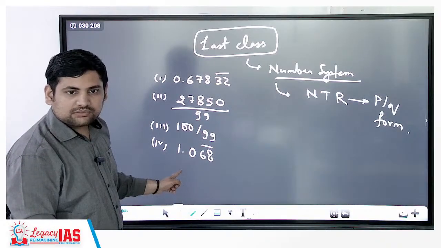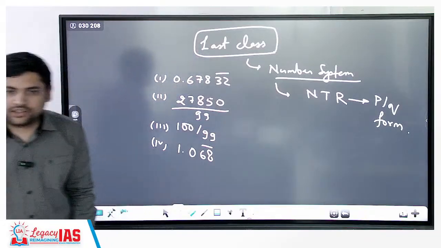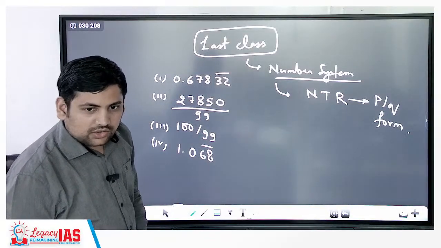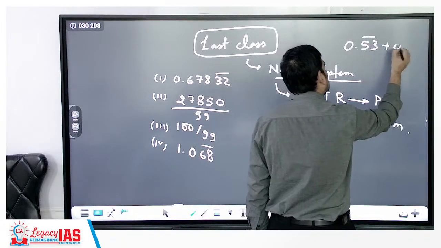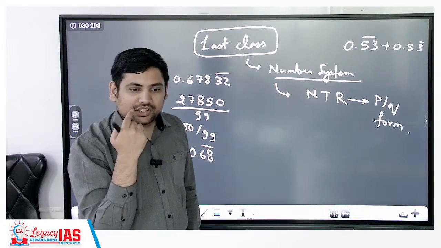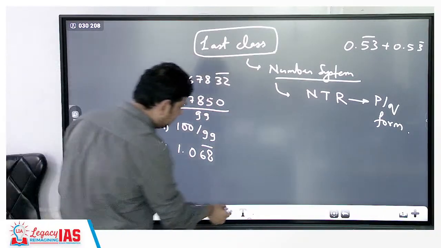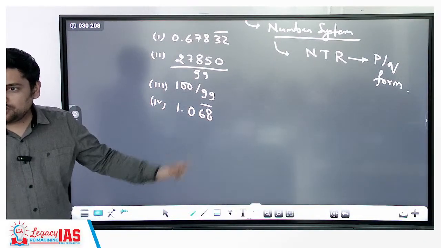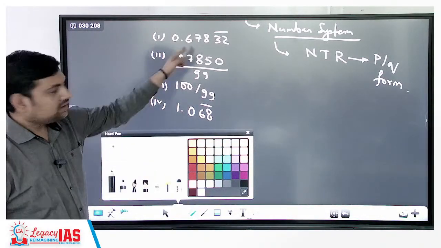0.53 bar plus 0.53 bar. Just this. You're getting this? No, it was different. It was 0.53 bar plus 0.53 bar. This was the question. I think you have written the question wrong. Anybody getting this? You were getting this, no? Okay. You have written the question wrong. Just try it once more. First one.